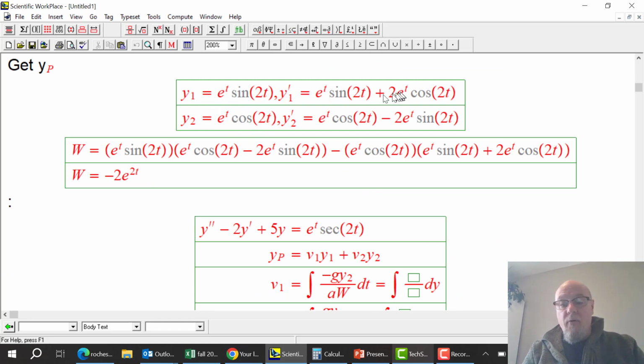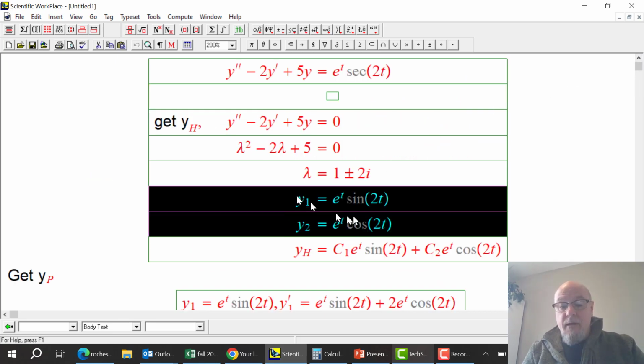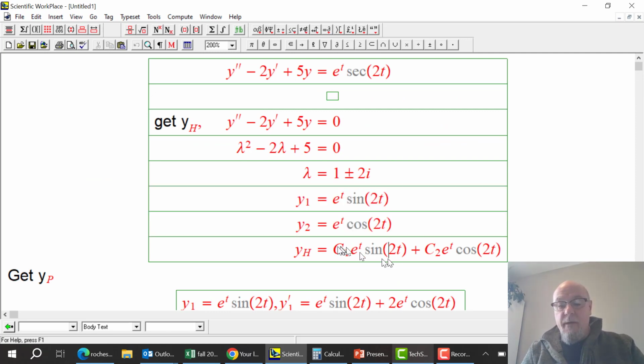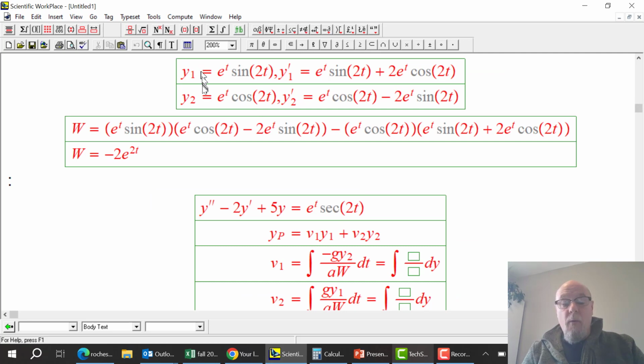I need y1 prime, so I've just differentiated it. Product rule because it's a function times a function. I've got y2, which is the other little solution. The y1s and y2s, where are they coming from? They come from the eigenvalues. Those are the pieces of the homogeneous solution that we add together in a linear combination to get the homogeneous solution. So we've got our y1 and y2, our y1 prime and y2 prime.